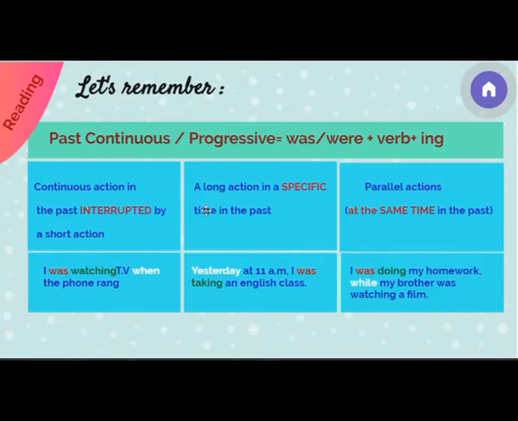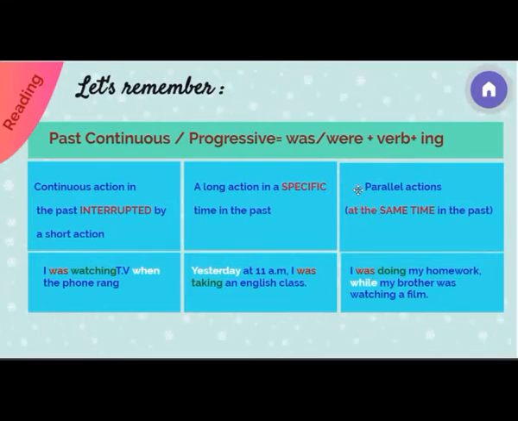Case 2, so we use the past progressive tense to describe a long action in a specific time in the past. What is a specific time in the past? Let's see in the example. Yesterday at 11 a.m. I was taking an English class. So yesterday at 11 a.m. it's a specific time in the past, and the long action is I was taking an English class. Of course, it takes time. It's a long action in the past.